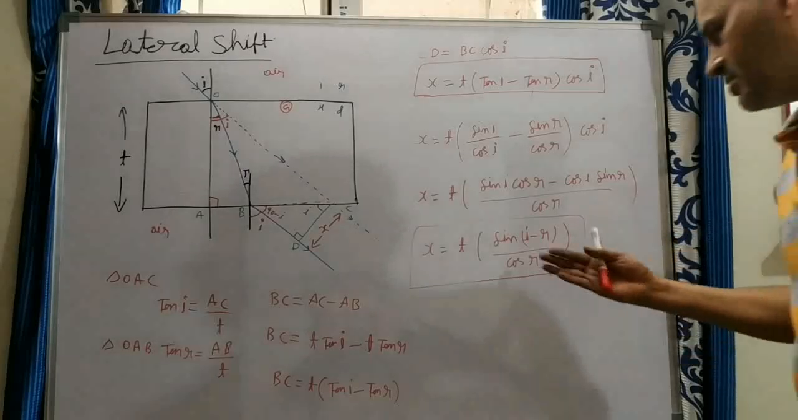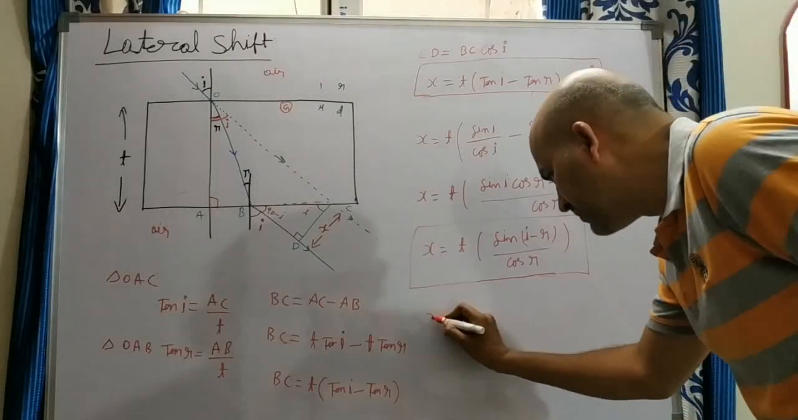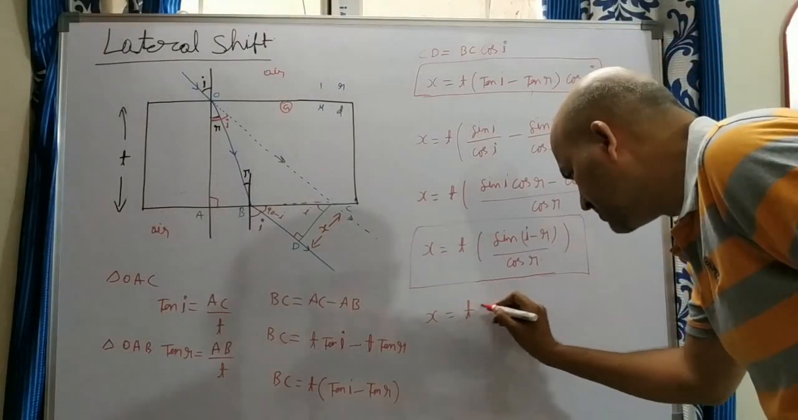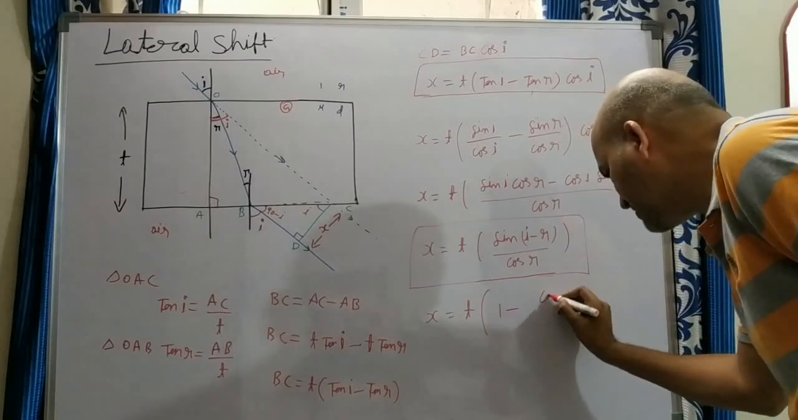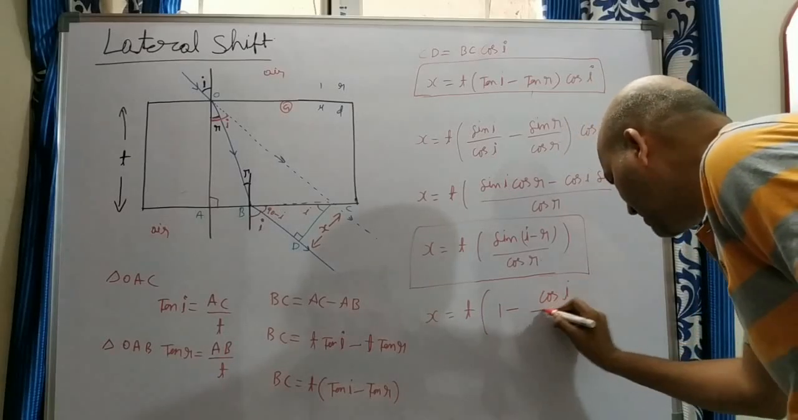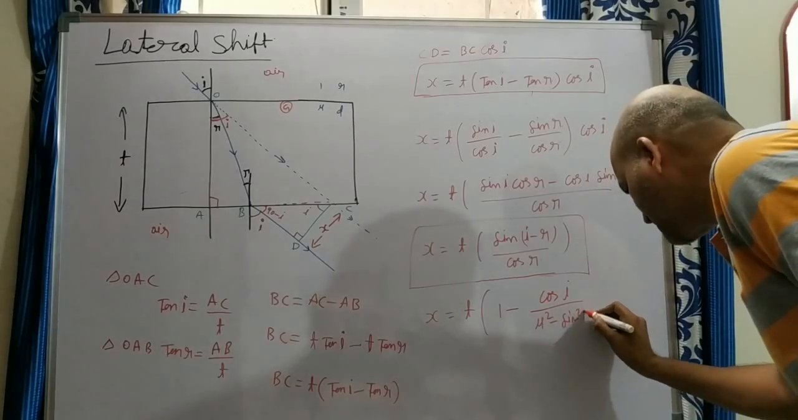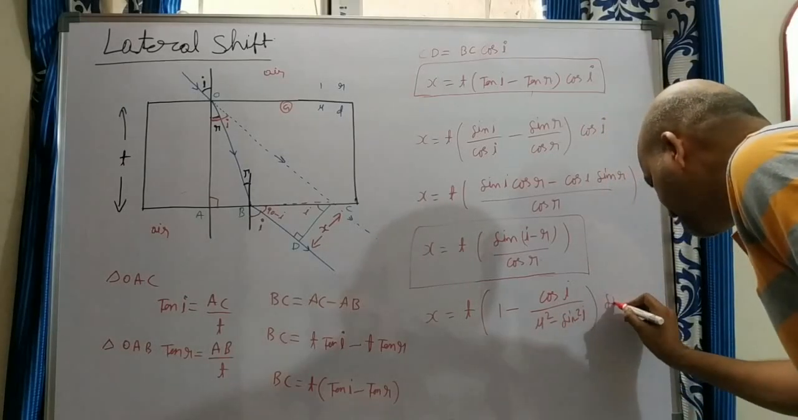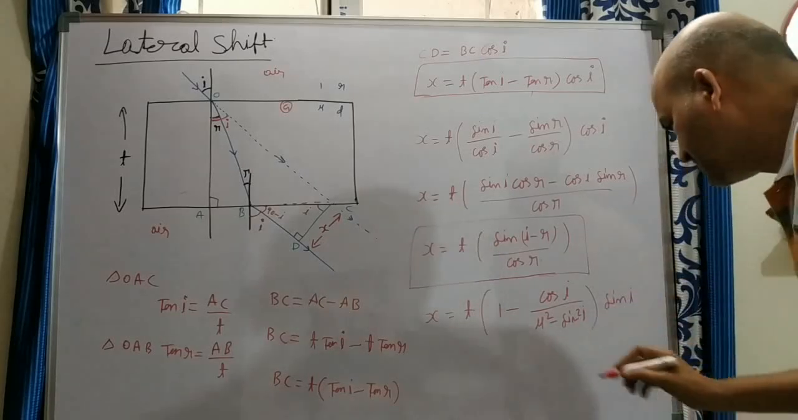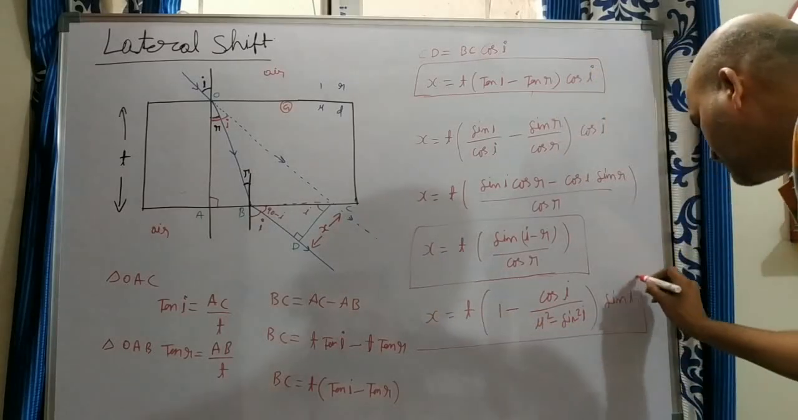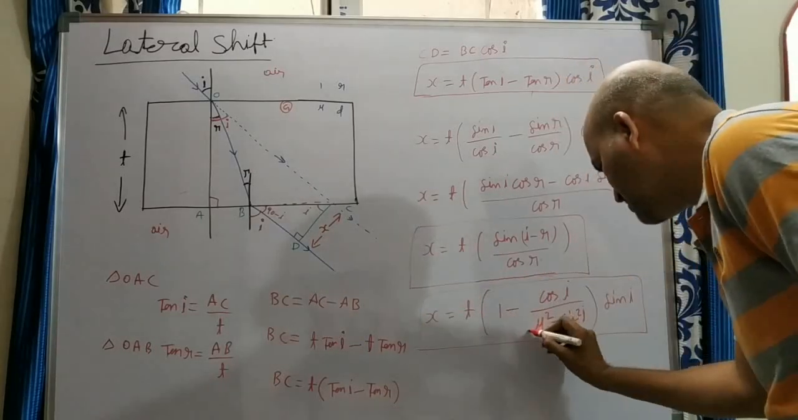This equation we can modify like this also: T into 1 minus cos I by the square root of mu square minus sin square I, into sin I. This is under root.